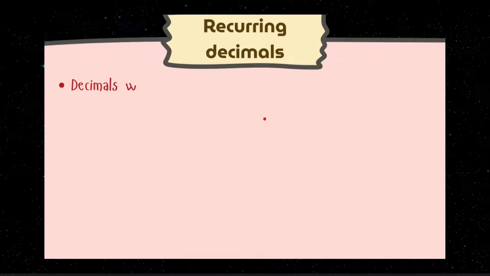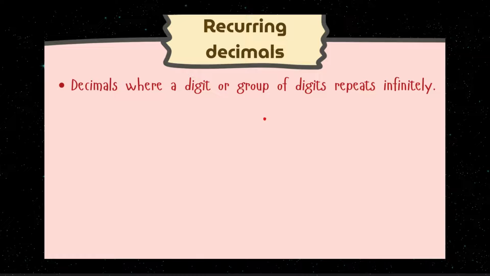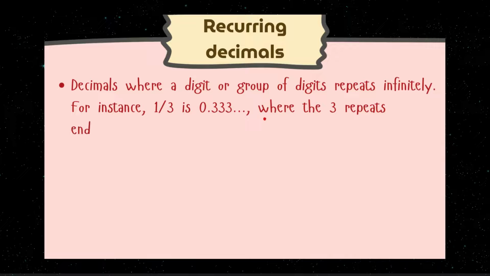Let's discuss recurring decimals. These are decimals where a digit or group of digits repeats infinitely. For instance, 1/3 is 0.333, where the 3 repeats endlessly. We write this as 0.3 with a dot or a line above the repeating unit, in this case, 3.